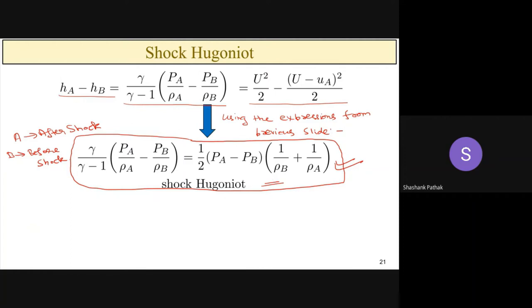See, the hint is that A means after shock, B means before shock. Now try. What is this? PA is pressure after shock. PB is pressure before shock. Rho A is density after shock. Rho B is density before shock. So now you can think something. You see the terms after shock and before shock, and you see the pressure term and you see the density term. Now tell me what it shows.